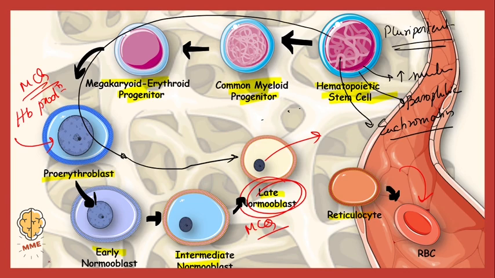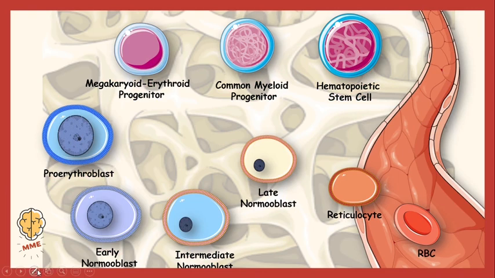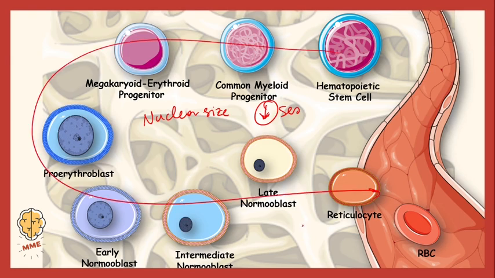Now three different trends that we have to remember over here. What are the three different trends? The size of the cell, the nucleus, and the cytoplasm. We have nucleus size. Nucleus size decreases. The trend is decreasing from hematopoietic stem cell all the way to the late normoblast. We see that the nucleus size is decreasing, right? That is one thing. Another thing that you have to know is about the cytoplasm. Cytoplasm goes from basophilic to eosinophilic. These three points are very important, high yield points for your viva and MCQ.